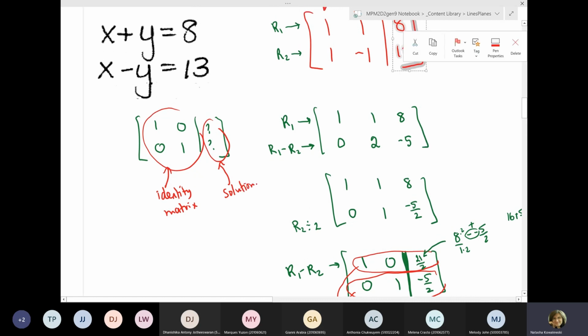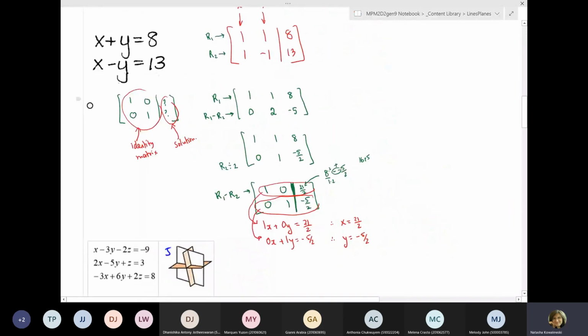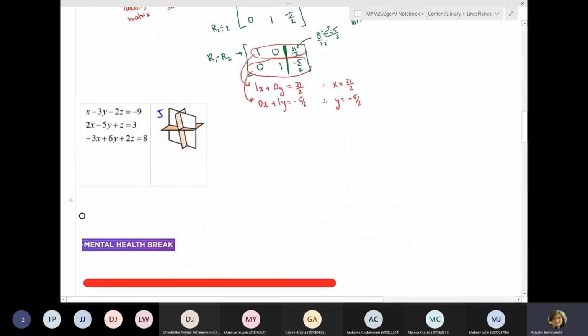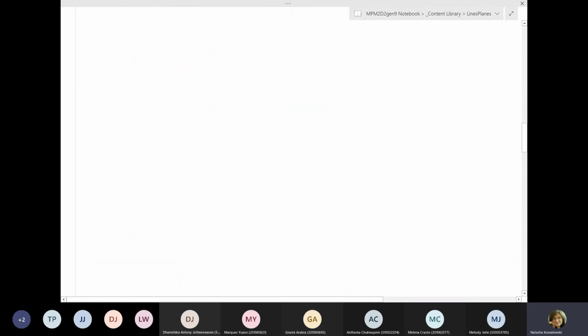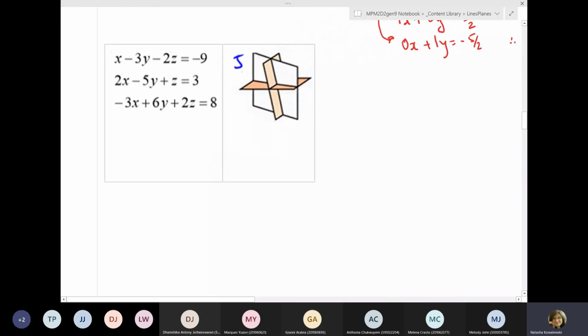Okay, so I did this simple one, 2 by 2. It gets a little bit more complicated when we have 3 by 3. So let's repeat this process with this example that we've already solved before. But we'll just do it with matrices.